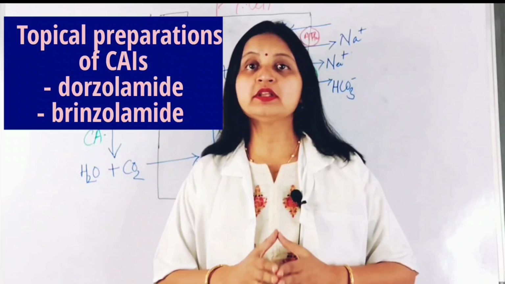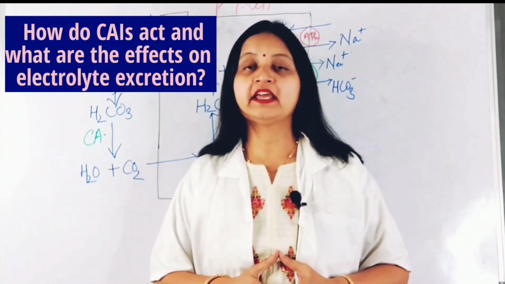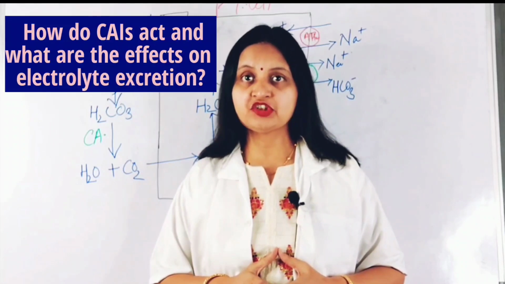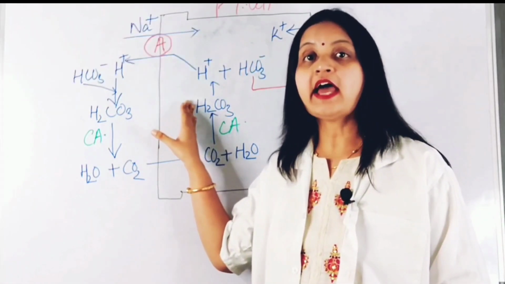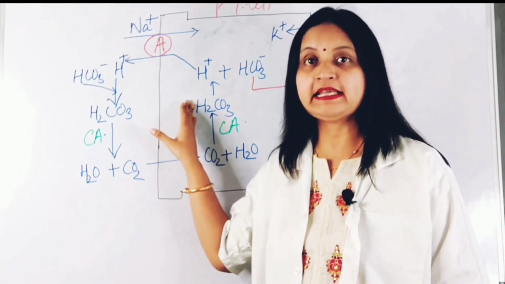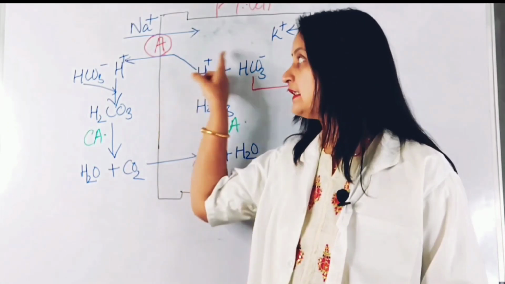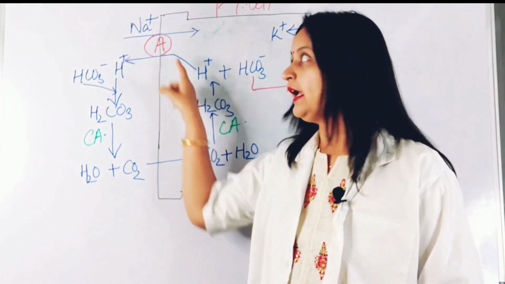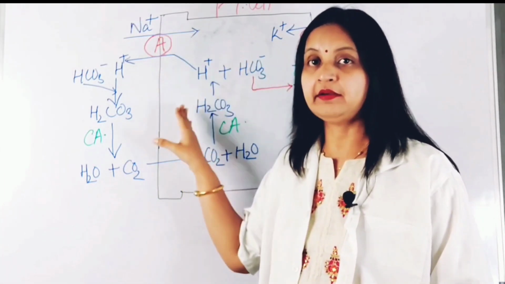So let's see how the carbonic anhydrase inhibitors act on the kidney and what the effects are on electrolyte excretion in urine. As we can see in this figure, the action of carbonic anhydrase inhibitors is on the proximal tubular epithelial cell. The carbonic anhydrase enzyme is present in the cytoplasm of the cell, in the luminal membrane and also in the basolateral membrane.